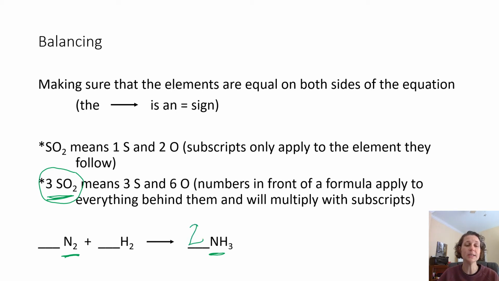So I've got 2 N's and 2 N's. So N's are good. So now I would move on to my H's. H's over here, I have 2, and over here, because I put that 2 in front, I would multiply it, and 2 times the 3 is 6. So that means I have 6 H's on this side total. Over on the other side, I need 6 also, so that means I need to put another 3 so that I have 6 H's on both sides.